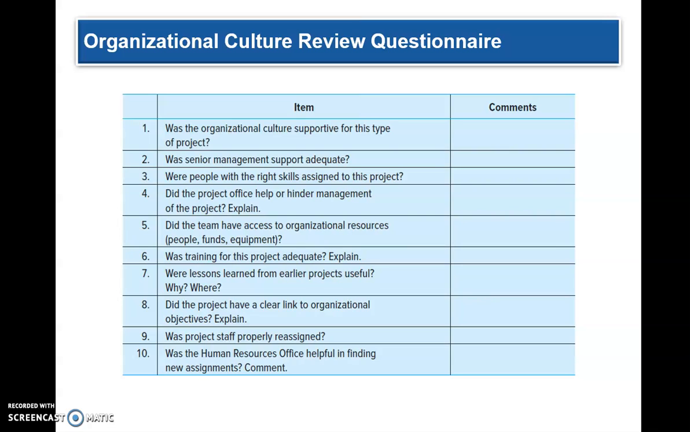Similarly, you have questions on the culture, on the norms, on the standards of the company, and everything that goes with the culture of the company. So, was the management supportive of this project? Was their support adequate? So on and so forth.